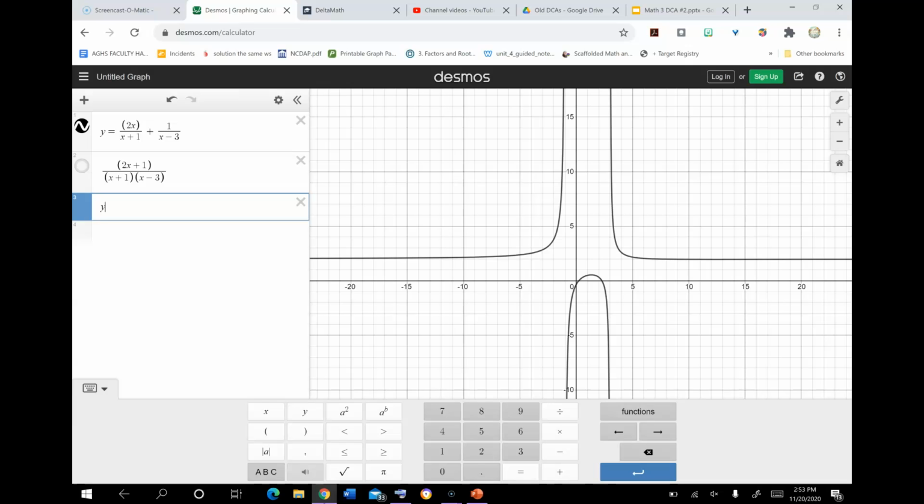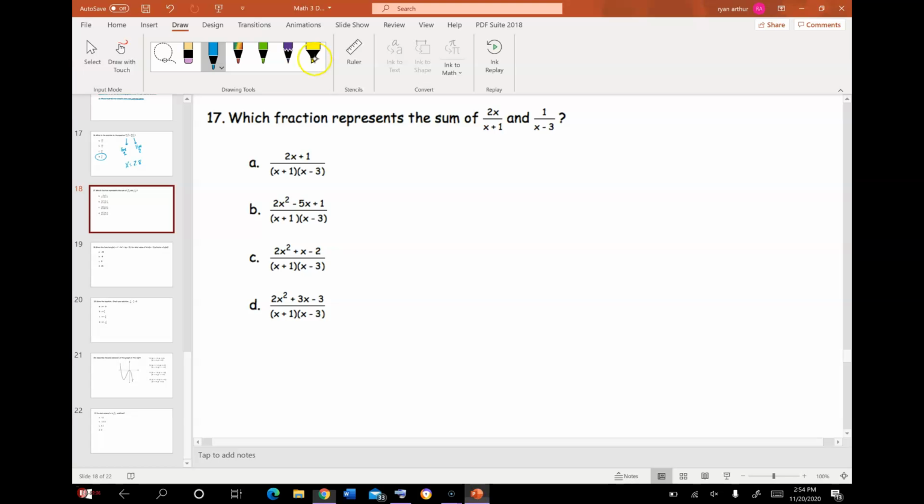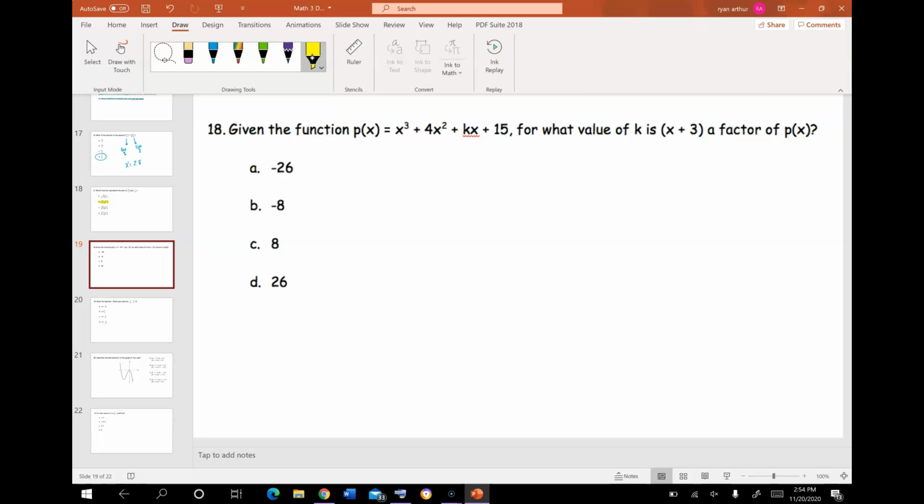So let's go to B. Y equals (2x squared minus 5x plus 1) divided by (x plus 1) and (x minus 3). Look at there. It's the same graph, isn't it? So guess what my answer is? B. Okay? Next one. So this is where you got to solve for k.